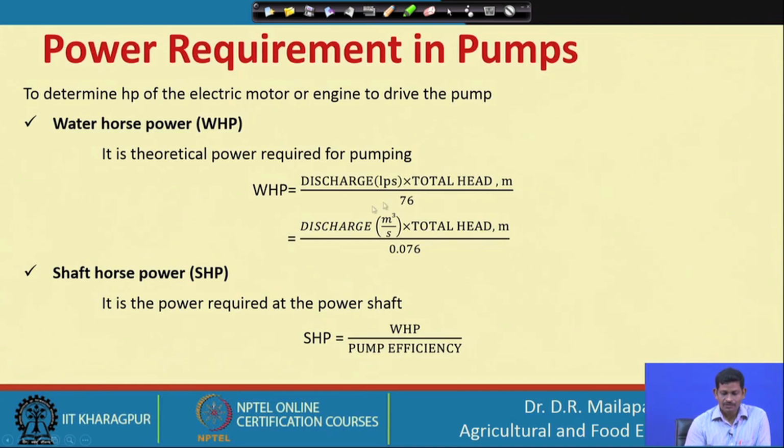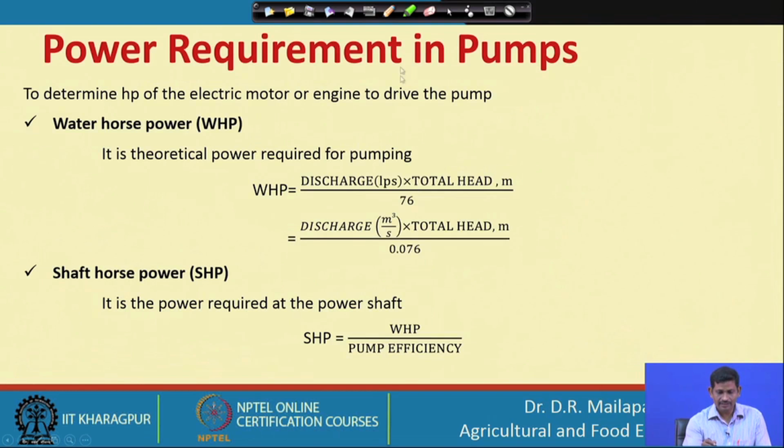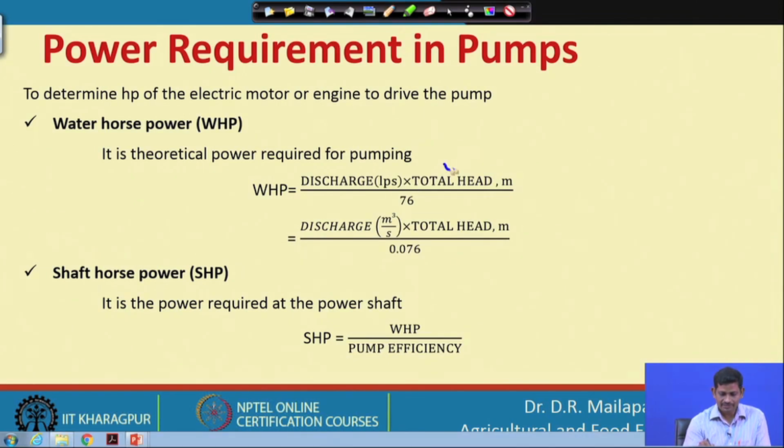With this, in both cases we found the total head. Once you know the total head and the discharge, total head times discharge divided by 76, you get the water horsepower. So, water horsepower means in order to pump water from one place to another place, this much HP is required.